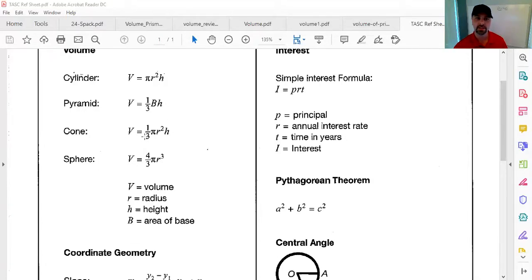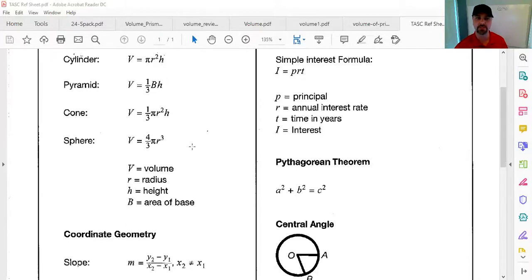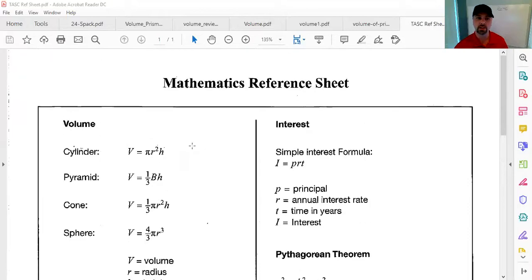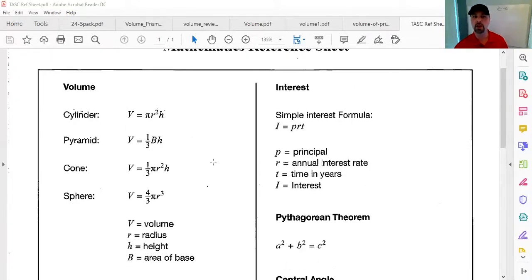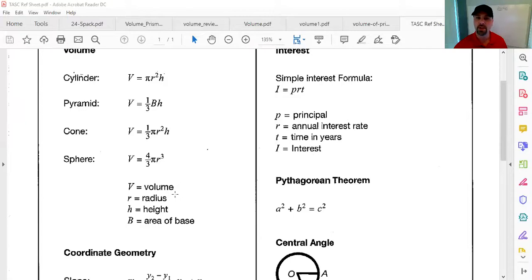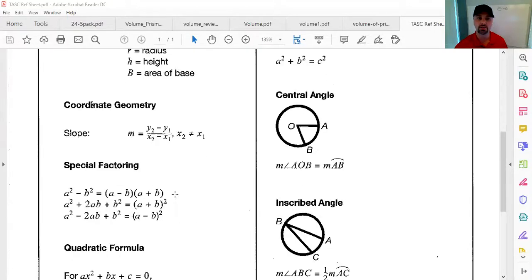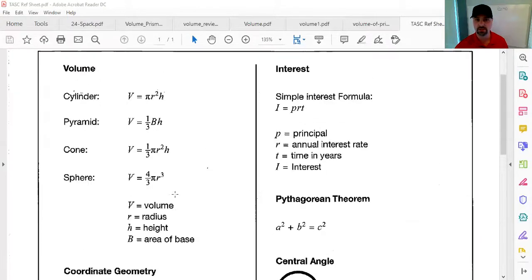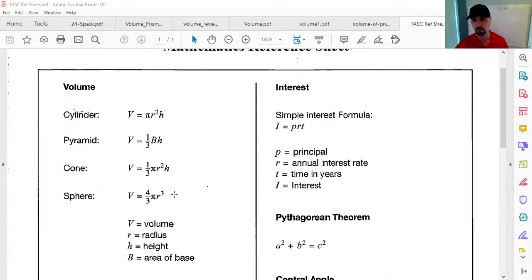Cone is equal to 1/3 pi r squared times the height. And sphere is 4/3 times pi times r cubed. Okay, so you do not have to memorize these. They will be given to you. I was just looking to see if there's anything else I should point out.